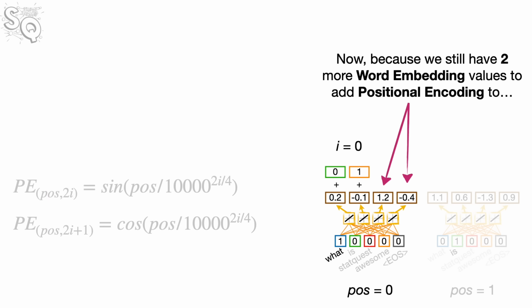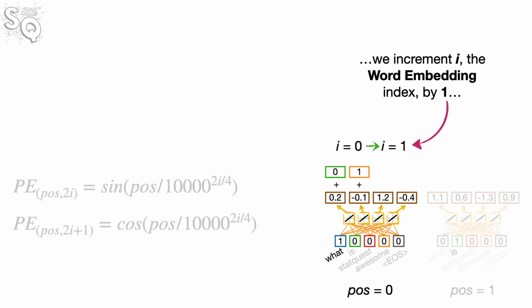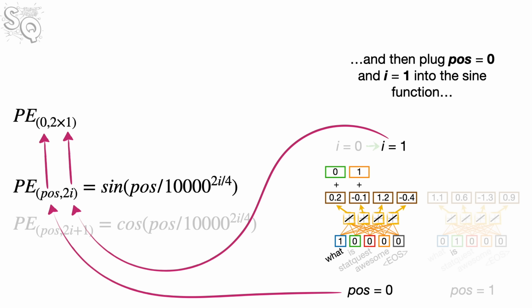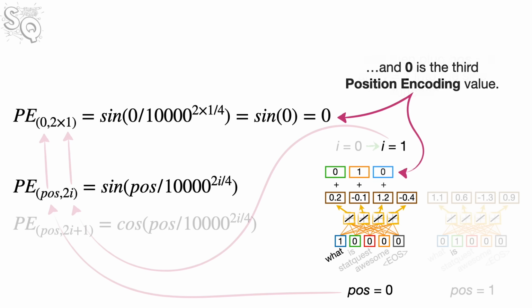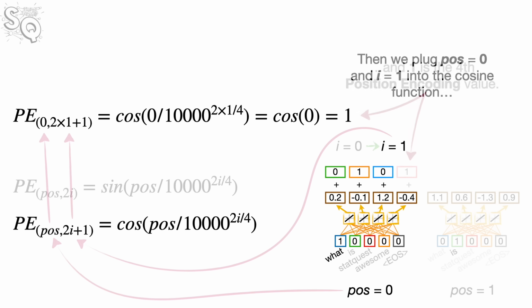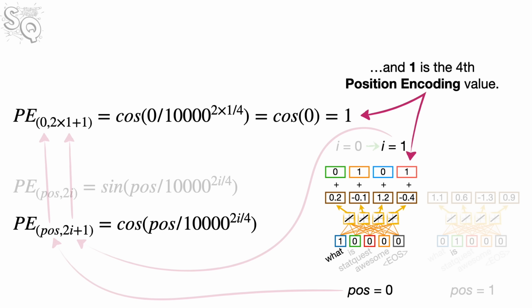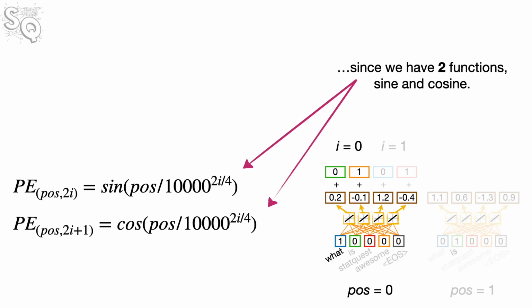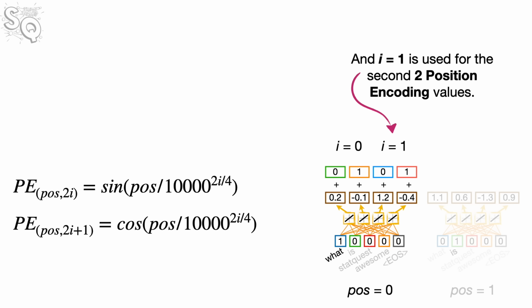Now, because we still have 2 more word embedding values to add positional encoding to, we increment i, the word embedding index, by 1. And then plug pos equals 0 and i equals 1 into the sine function, and 0 is the third position encoding value. Then we plug pos equals 0 and i equals 1 into the cosine function, and 1 is the fourth position encoding value. So i equals 0 is used for the first 2 position encoding values, since we have 2 functions, sine and cosine. And i equals 1 is used for the second 2 position encoding values.